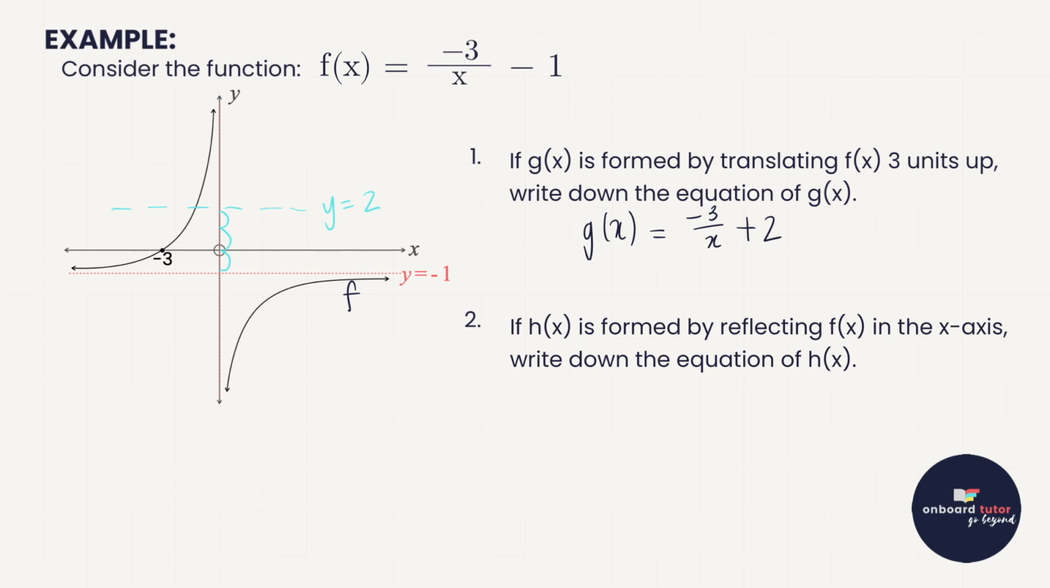Now, this one's really going to get you thinking. If h of x, so another new graph, is formed by reflecting f of x, so we're going to go back to our original graph, and we're going to do some changes there. So we want to reflect f of x in the x-axis. Okay, in other words, we want to now have a graph that is going to sit somewhere here. If you think of a mirror image here about this x-axis, this one is going to go there somewhere. Okay, can you picture that with me?